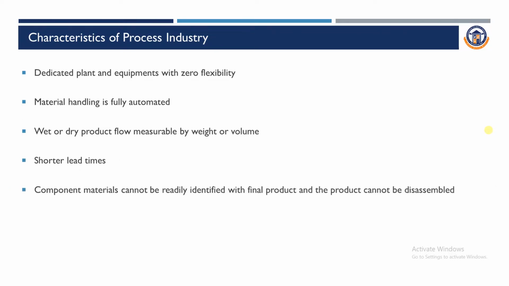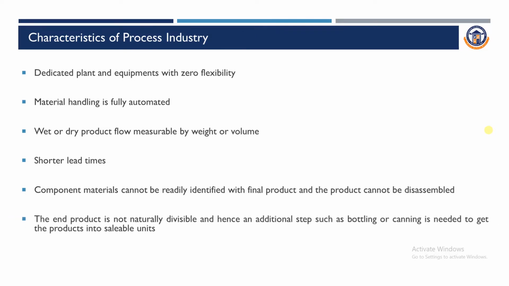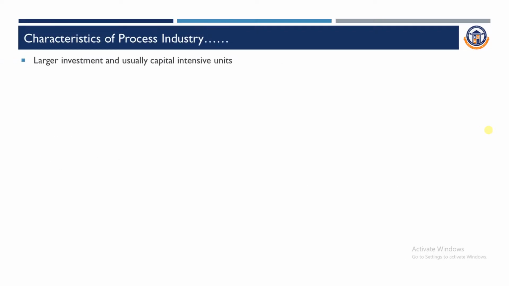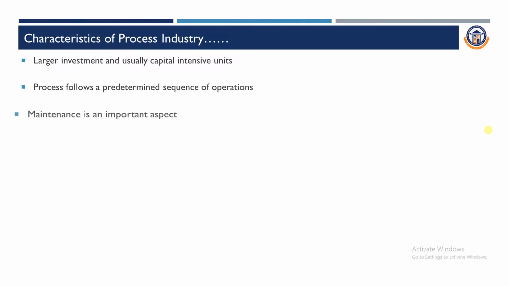So the component materials cannot be readily identified as a final product, and the product cannot be disassembled. So the end product is not naturally divisible, and hence an additional step such as the bottling or canning is needed to get the products into saleable units. And as we had discussed, since the high level of automation and the material handling is required, it involves larger investment and usually a capital intensive unit. Process flows a predetermined sequence of operations.